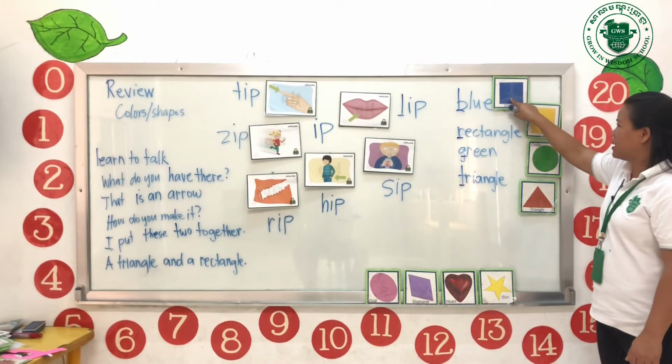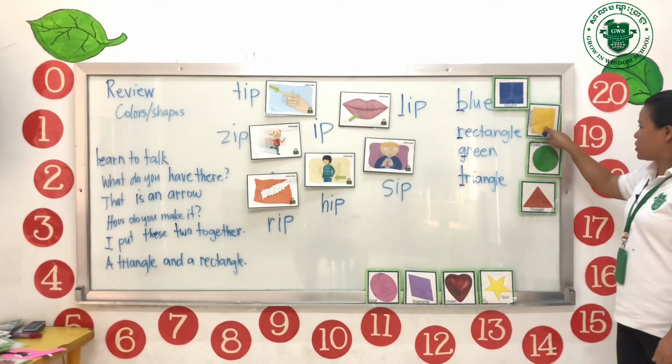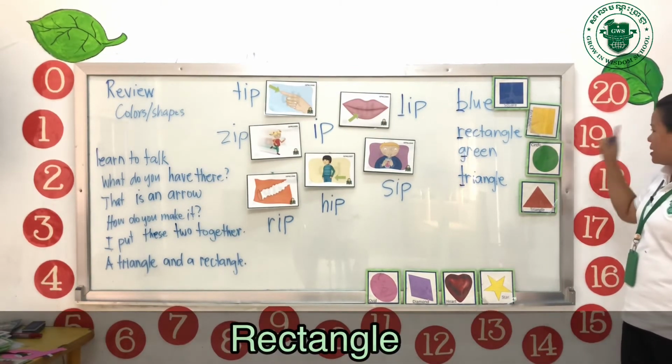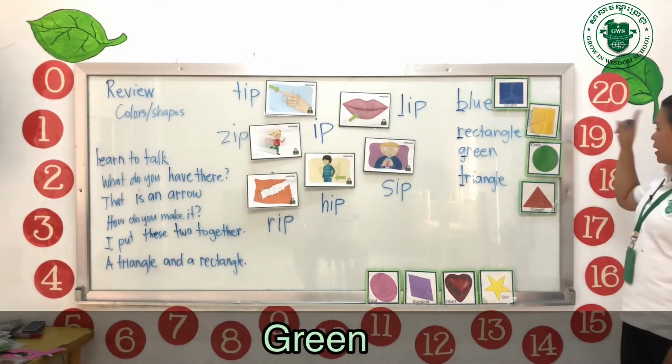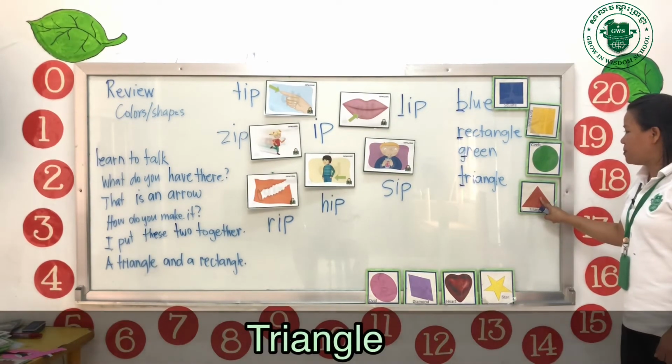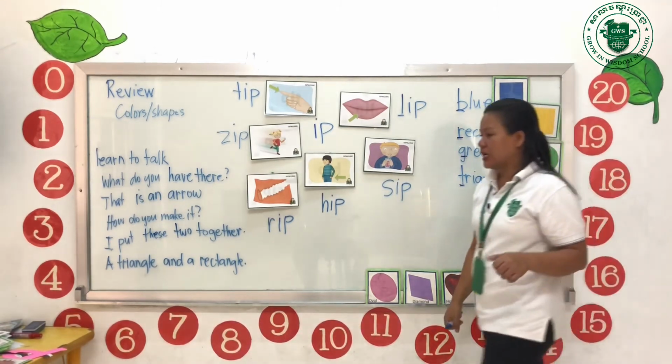What color is this? Yes. What shape? Okay. Color. Okay. And shape? Triangle. Okay, very good.